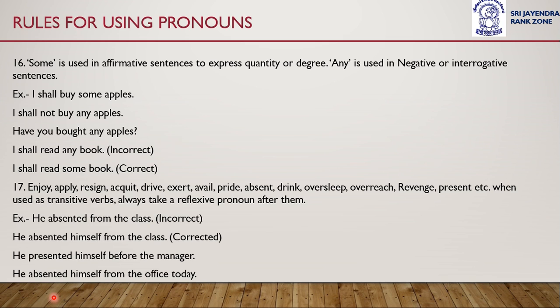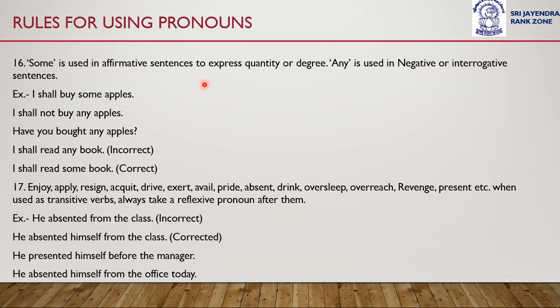Rule number 16. Some is used in affirmative sentences to express quantity or degree. Any is used in negative or interrogative sentences. For example, I shall buy some apples. I shall not buy any apples. So some represents a degree of affirmity, while any represents negativity and interrogative nature. Alright, so I shall buy some apples is very different from I shall not buy any apples.